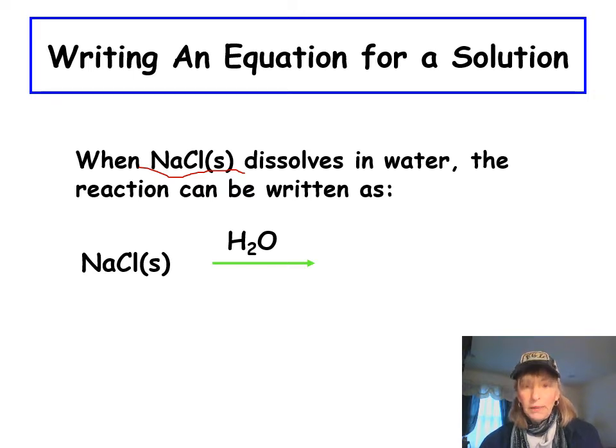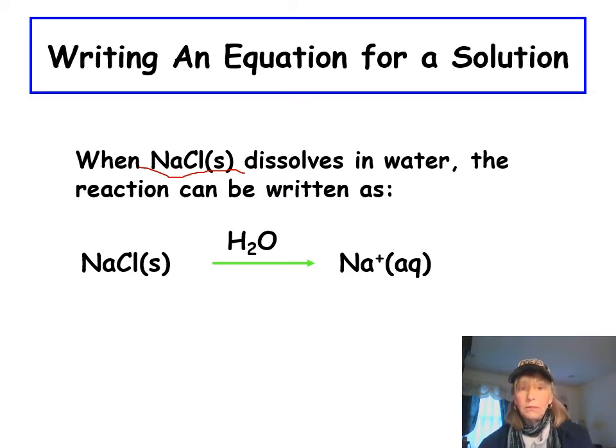And what's happening on the other side of the arrow, we show what happened in our pictorials. Our water, remember, hydrated the sodium ions and the chloride ions. It pulled them apart, so we no longer have that solid, right? We have hydrated ions. So we have sodium ions that are surrounded by water. How do we show that? Well, we say that it's aqueous, okay?